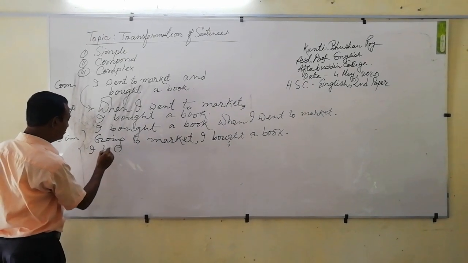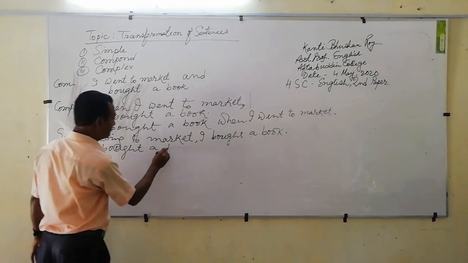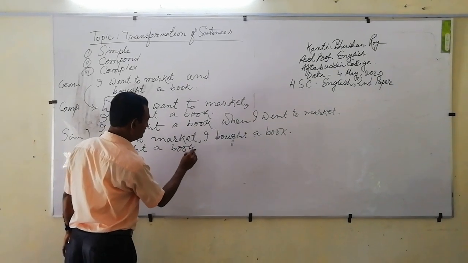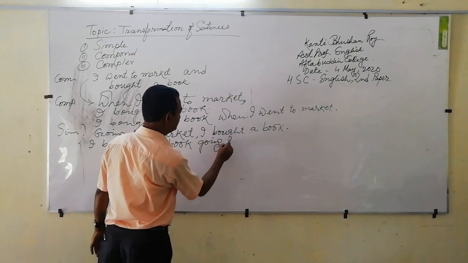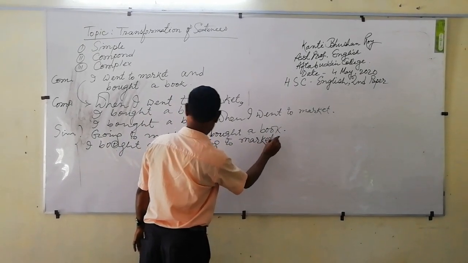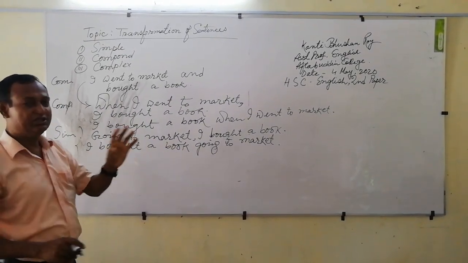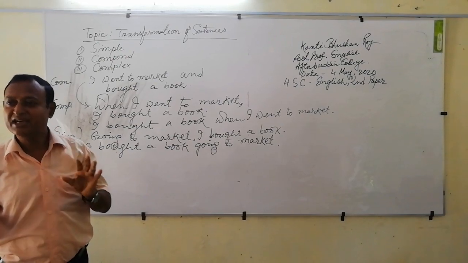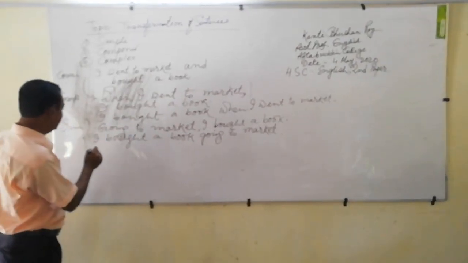I bought a book. Going to the market. We need no comma here, but you can use two commas. There is a structure. There is a system. There is also a system.